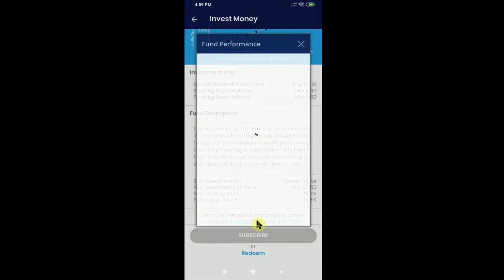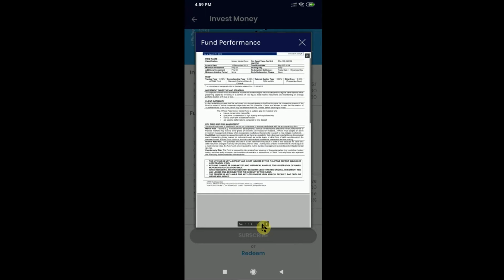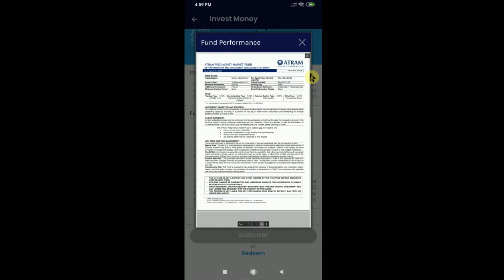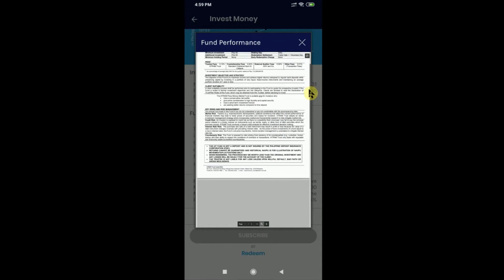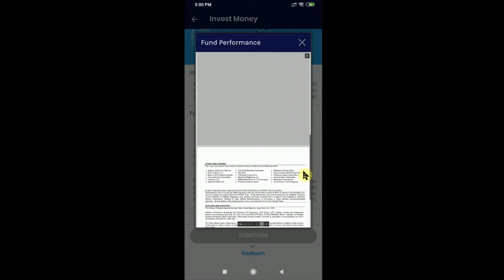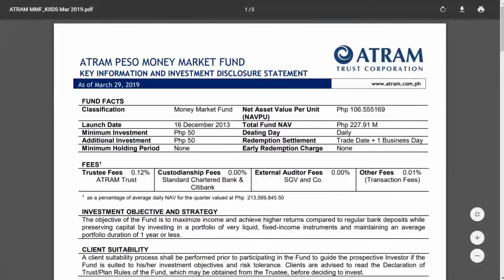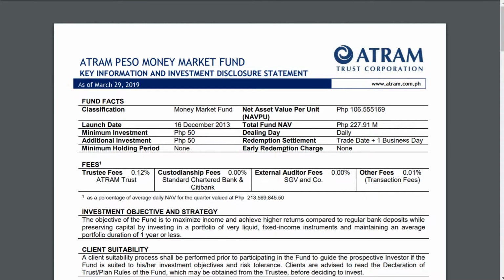If you click Fund Performance here, you will see more about the fund and its performance in the past. It opens in a very small window in the mobile device, so I'm going to open it in my web browser on my computer so that we can see it with a bigger screen. Open ATRAM Peso Money Market Fund Key Information and Investment Disclosure Statement. This information is as of March 29, 2019 and is the most recent information posted in their website.